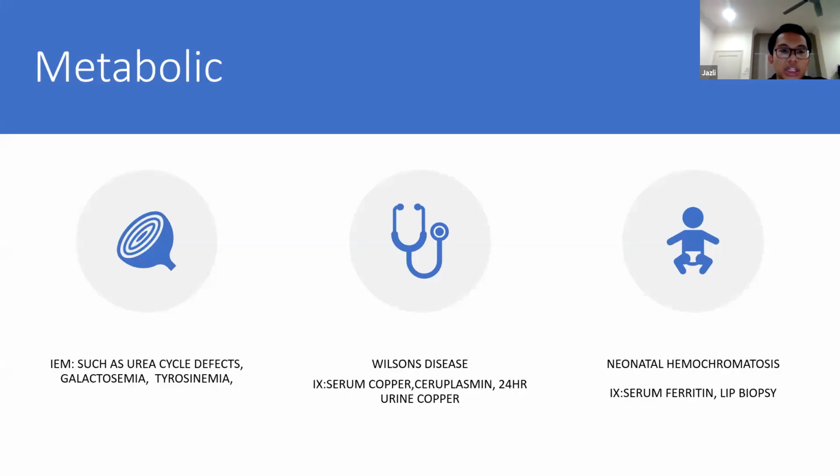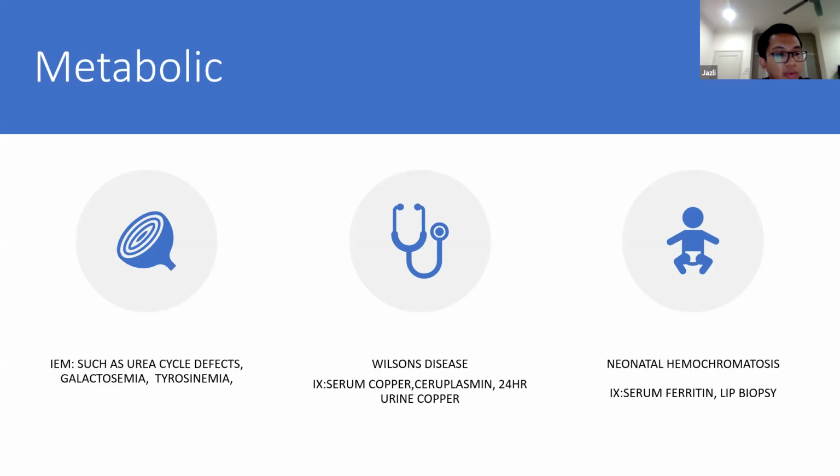Yeah. So moving on to the different causes. Just now was toxic cause. Now we move on to the metabolic cause. The metabolic cause will include things such as inborn error of metabolism, and inborn error of metabolism would include things like urea cycle defect, galactosemia, and tyrosinemia. Urea cycle defect is basically a deficiency of an enzyme in the pathway of the urea cycle, and it is associated with immaturity of the neonatal liver.